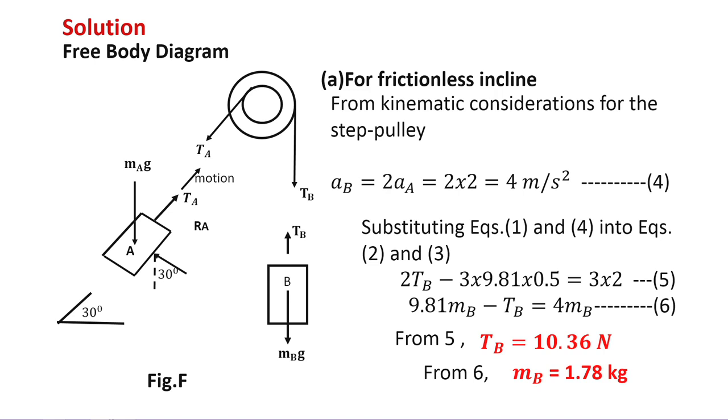Putting this in equations 1 and 4, and in equations 2 and 3, we can get the relationship and the expression for Tb. Tb, the tension at B, is 10.36 Newton, and from equation 6 we got the mass of block B as 1.78 kg.